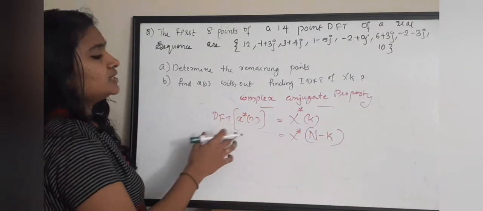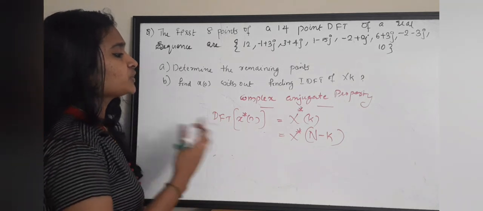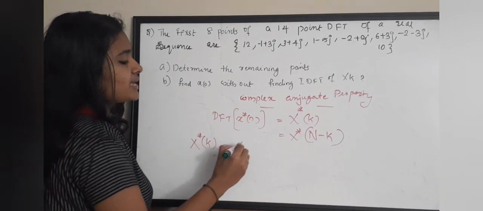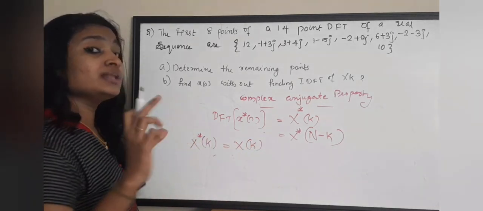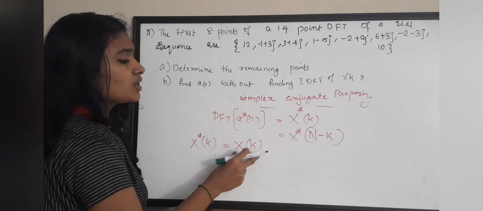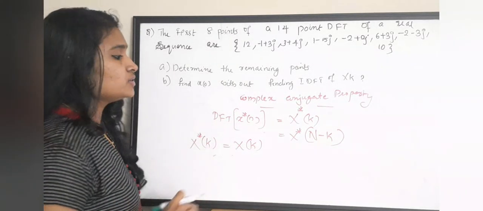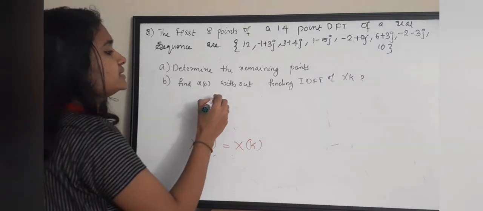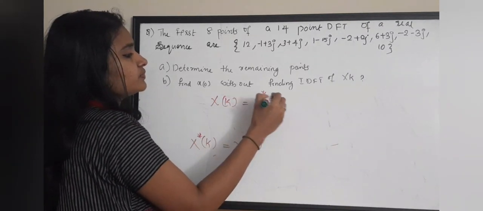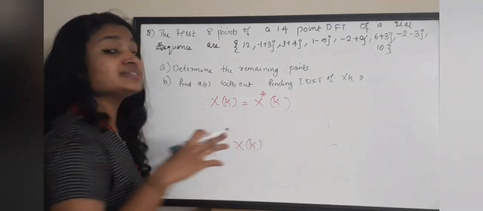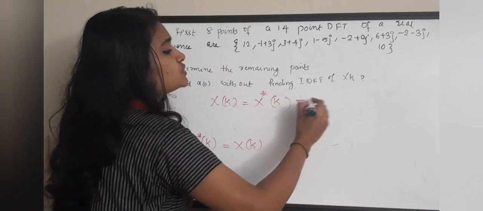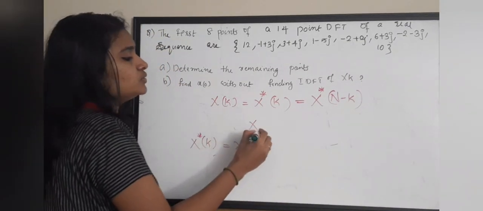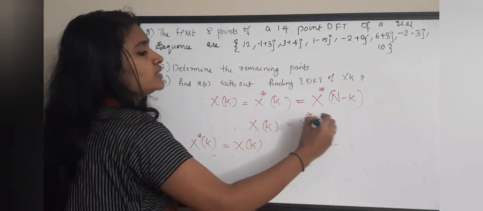For the DFT of a real sequence, you can write X star of k equal to X of k itself. Why can we write it like that? Because for a real sequence, the DFT is equal to its conjugate. That is, X of k is equal to X star of k. And just now we have written that X star of k, according to the complex conjugate property, is equal to X star of N minus k. So from this equation, you can write X of k equal to X star of N minus k.